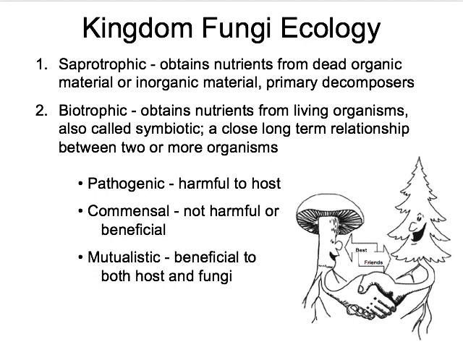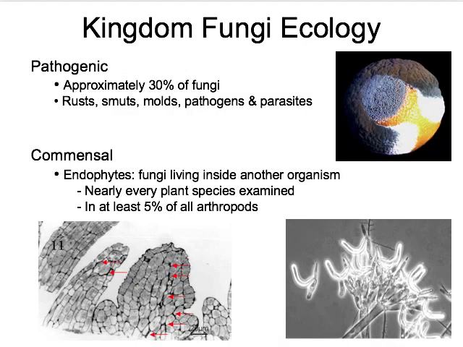Pathogenic relationships are typically harmful to the host. For example, a fungus might hurt its host plant that it lives on. Commensal means the relationship is not harmful or beneficial to either of the partners of the symbiosis. And mutualistic is beneficial for both members of the relationship. In the fungus, we see a lot of pathogenic relationships. In fact, approximately 30% of all fungi are pathogens on other organisms.